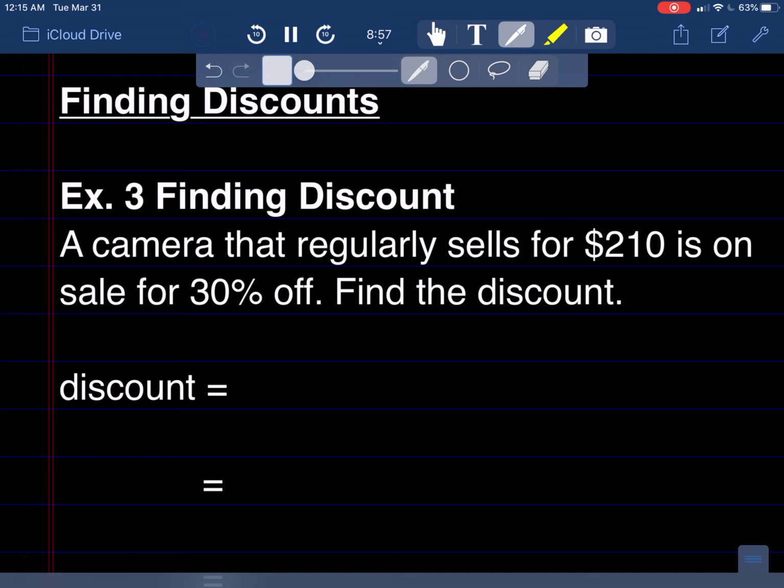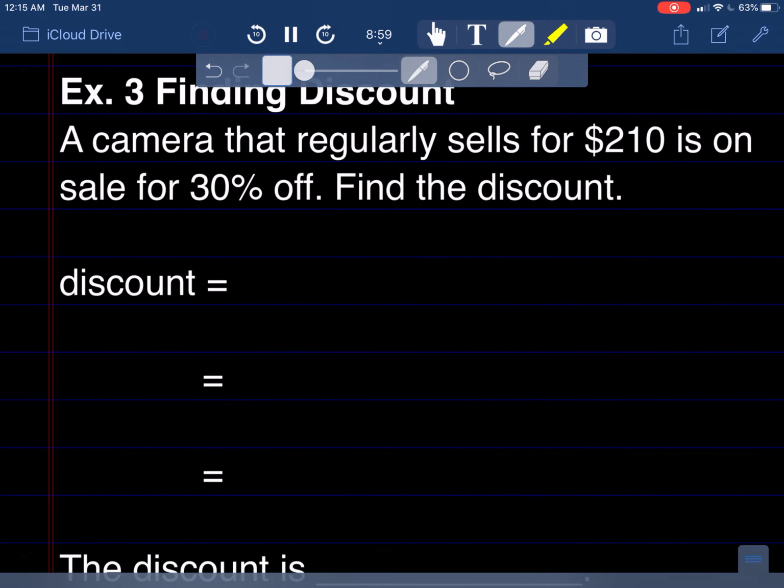Example 3, we're going to find the discount. So we're finding the decrease, okay? Our problem is a camera that regularly sells for $210 is on sale for 30% off. So we're going to find the discount. Our equation doesn't change too much. We're still going to multiply. There's only one difference. Instead of multiplying by the percent of markup, we're multiplying by the percent of discount. Not too big of a change, okay? And we're still multiplying that by the regular price.